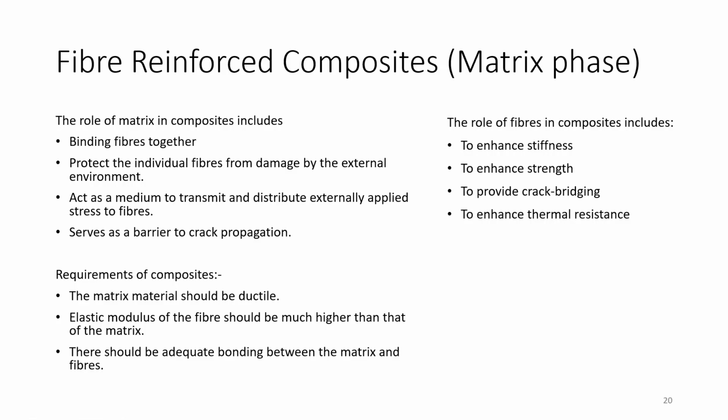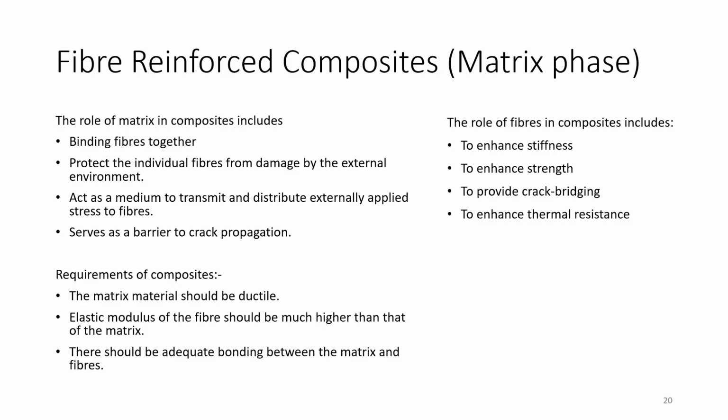Next you have fiber reinforced composites having matrix phase. The role of matrix in composites includes binding fibers together, protecting the individual fibers from damage by the external environment, acting as a medium to transmit and distribute externally applied stress to fibers, and it also serves as a barrier to crack propagation. Your matrix is softer, so it doesn't propagate cracks very fast as seen in brittle materials.